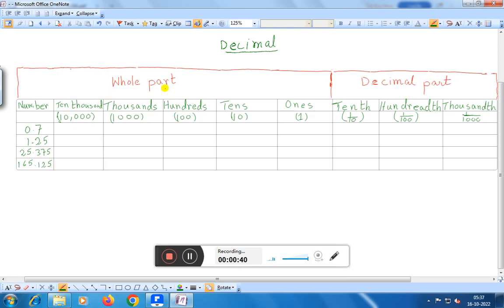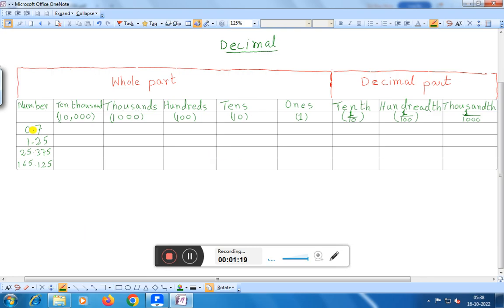Here you see we have written ones, tens, hundreds, thousands, 10,000, and this is some number. And here in the decimal part, tenth means 1 by 10, hundredth means 1 by 100, and thousandth means 1 by 1000. This is the decimal part. The whole part is ones, tens, hundreds, thousands, 10,000, right?